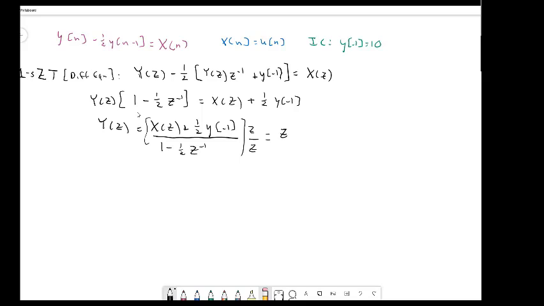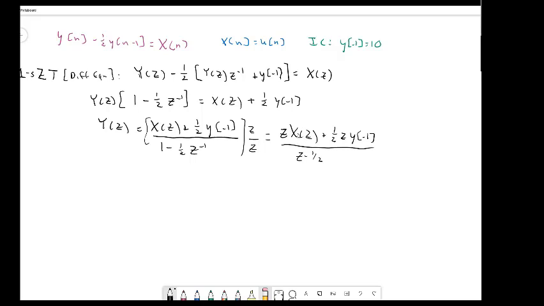So that we have z times X(z) plus 1/2 times z times that y[-1] initial condition. And in the denominator, we have a z minus 1/2. Okay. Now we have everything we need.